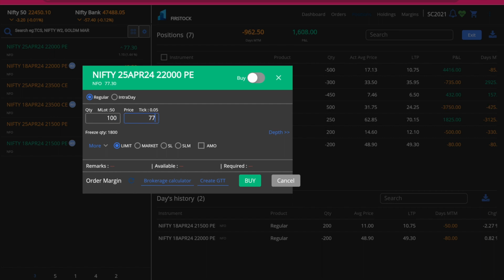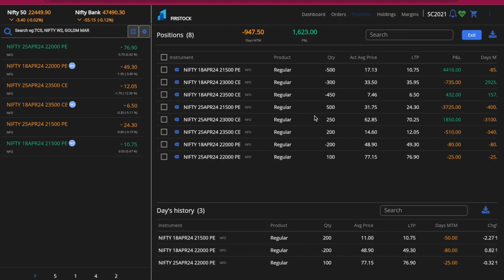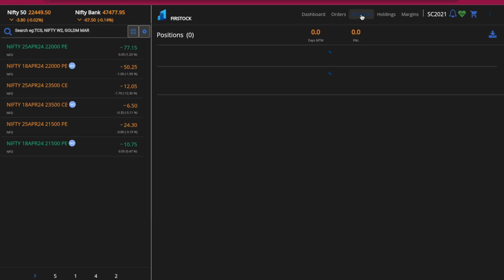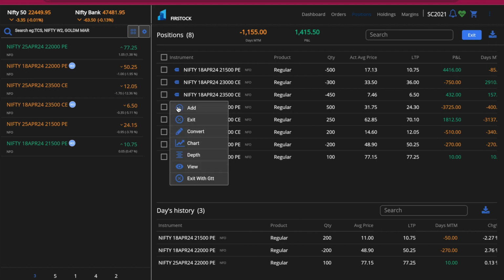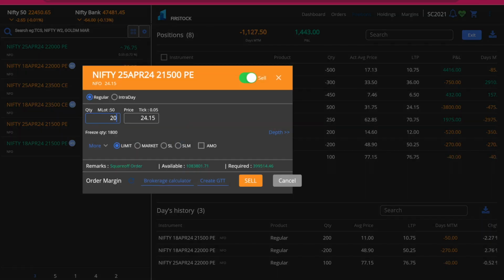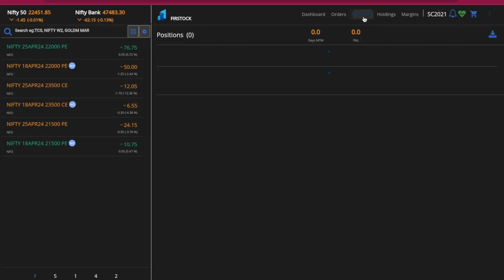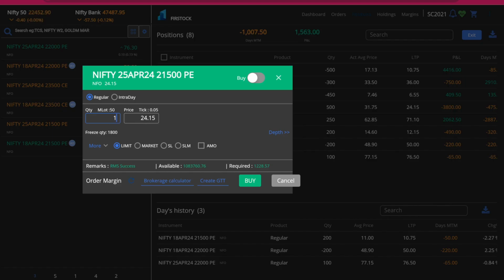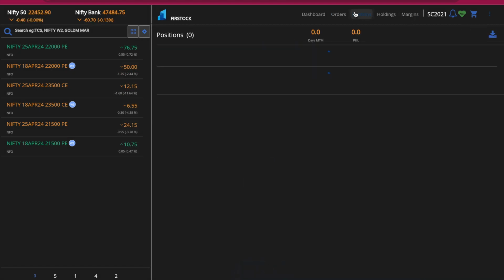Okay. This is completed, and here we'll go ahead and exit 21,500 PE. Let's check the margins. Okay, margins are decent, and 21,500 PE we can exit this. We just exit 200 and check how this turns out. Rejected. We cannot exit 200. Now we'll go and exit this at 150. Yes, it has completed. The margins are 15,000.